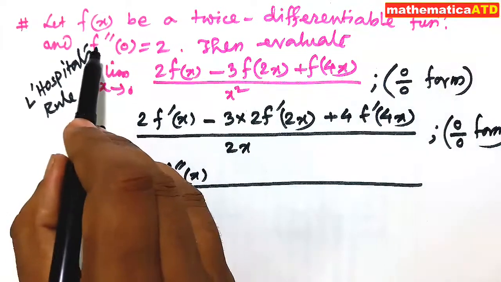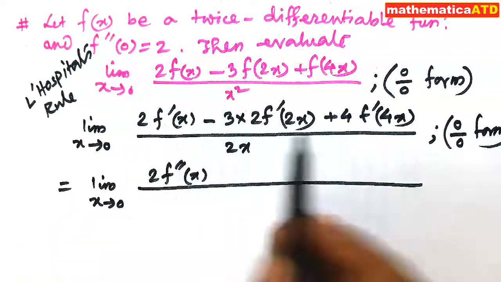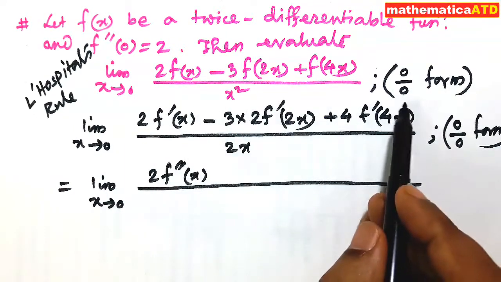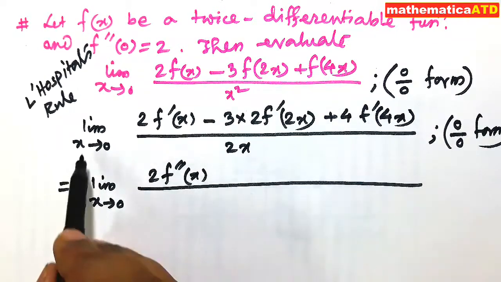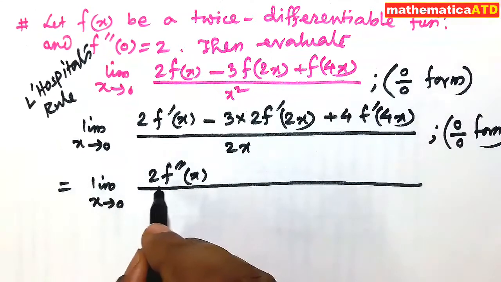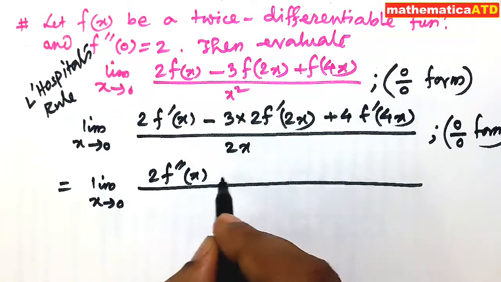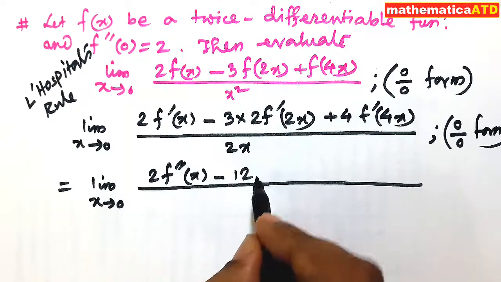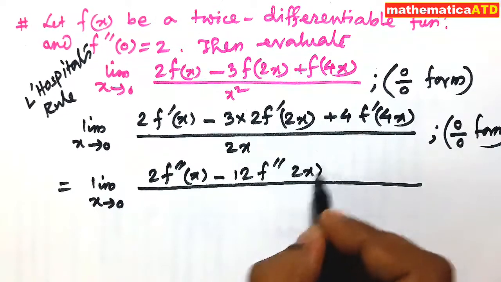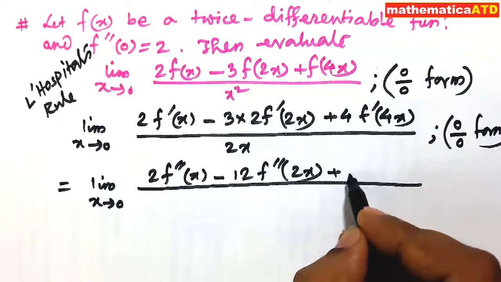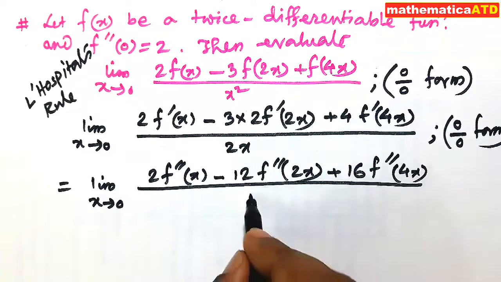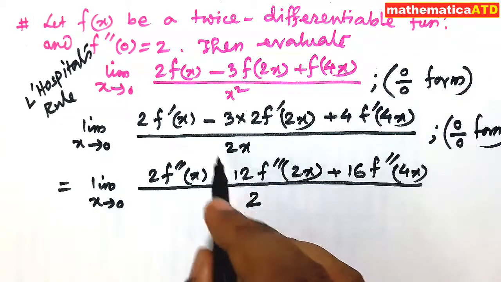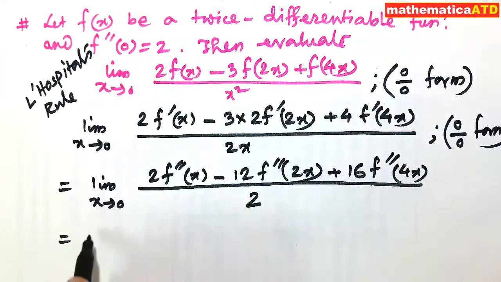Since it is given that f''(0) is equal to 2, in the first derivative also you will find the numerator is tending to 0, and simultaneously the denominator is also tending to 0, since x tends to 0. So twice f''(x) minus 12 times f''(2x) plus 16 f''(4x), whole divided by 2. 2 is the derivative of the denominator 2x. So friends, this is equal to limit x tends to 0.